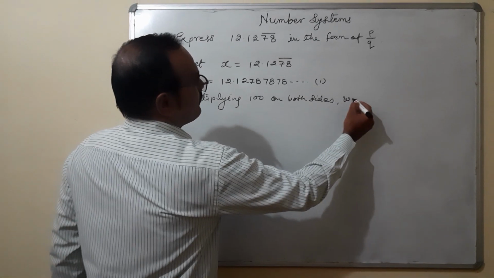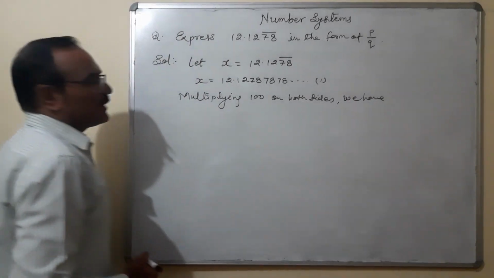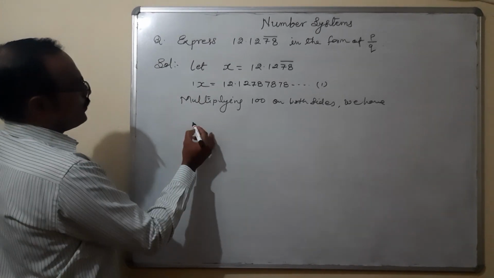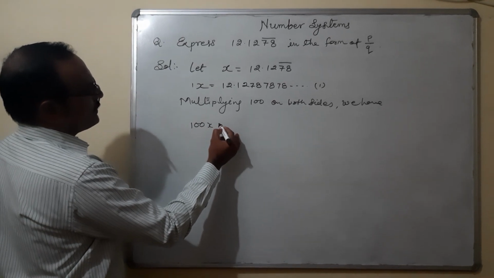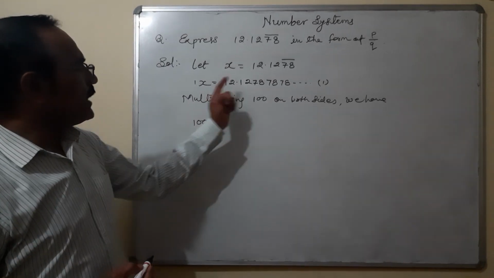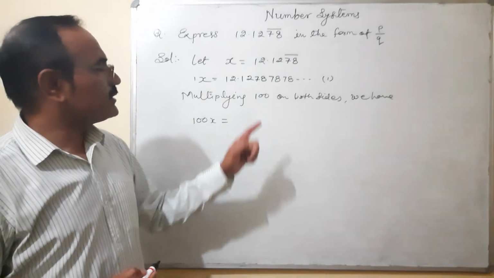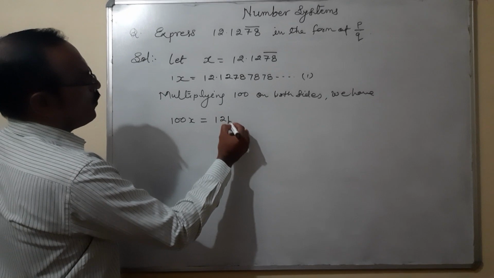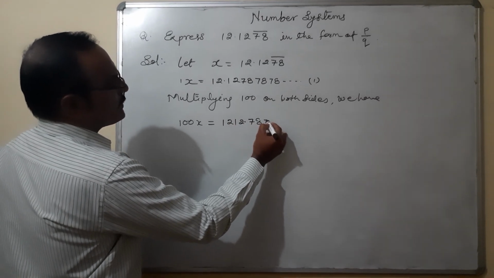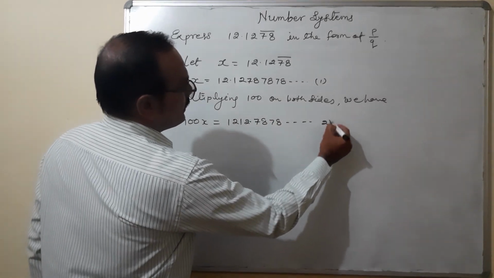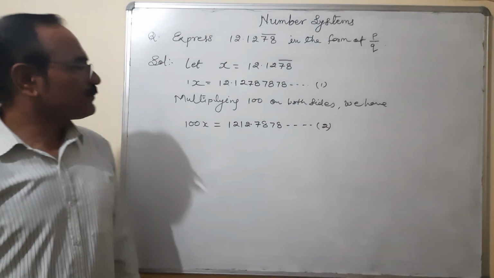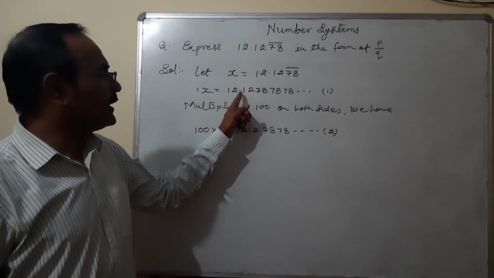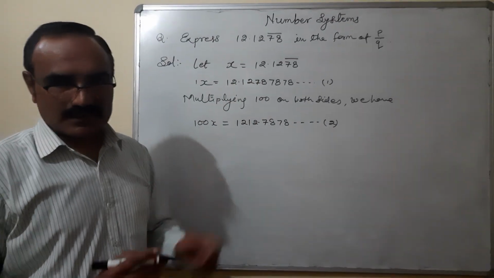We have, when we multiply both sides by 100, on the left side it is 1, so it is 100x. When we multiply the right hand side by 100, the decimal will shift two places. So it is 1212.7878 and so on. This is equation number 2. The procedure of multiplying the term: the decimal is here, and when we multiply by 100, it will be shifted two places like this.